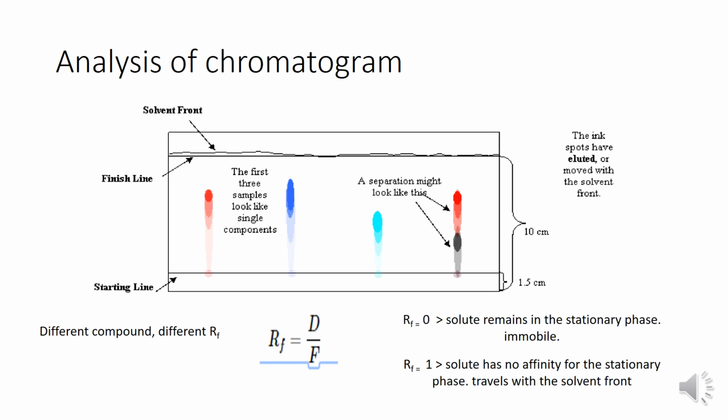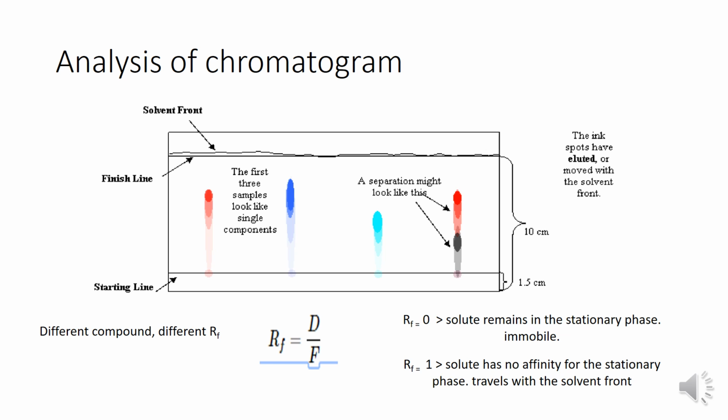The RF value is the ratio of the distance traveled by the sample divided by the distance traveled by the solvent. If the RF value is 0, that means the solute remains in the stationary phase and is immobile. If the RF value is 1, it shows that the solute has no affinity for the stationary phase and travels with the solvent front.